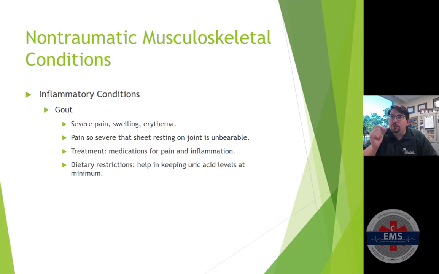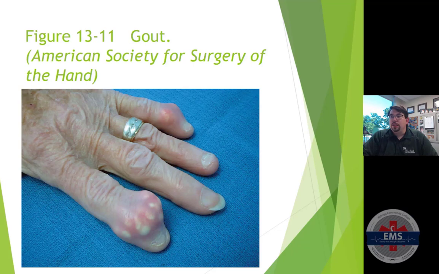The pain can actually be so severe that even a light sheet or paper resting on a joint can cause significant pain and inflammation, to the point where it's unbearable. So our treatment is really going to focus on treating the symptoms, primarily analgesia to manage patients' pain and inflammation. We also know that dietary restrictions play a big role. If we can keep our uric acid levels low, we know we're less likely to develop uric acid crystals within our joints. Here's what those look like.